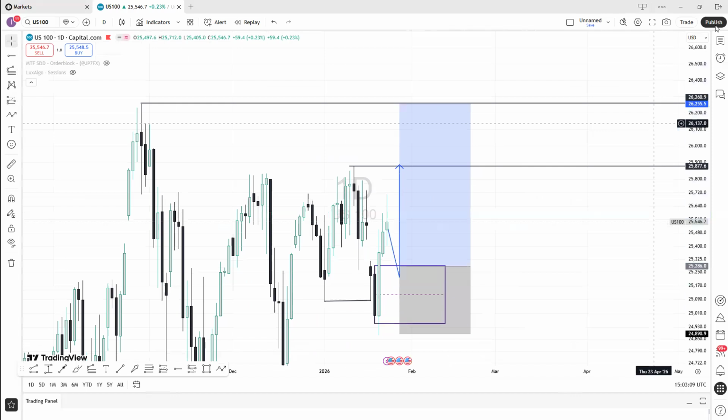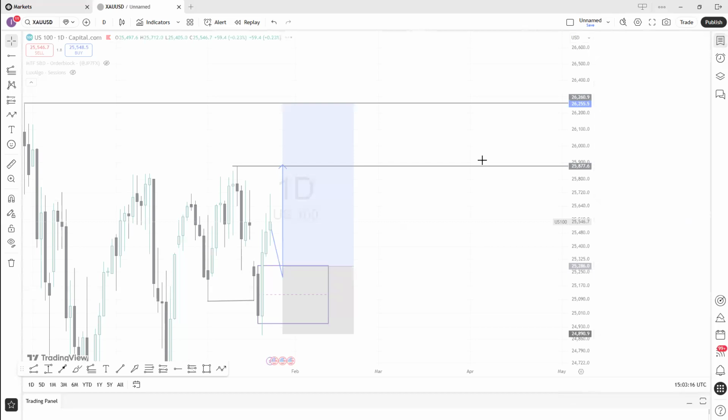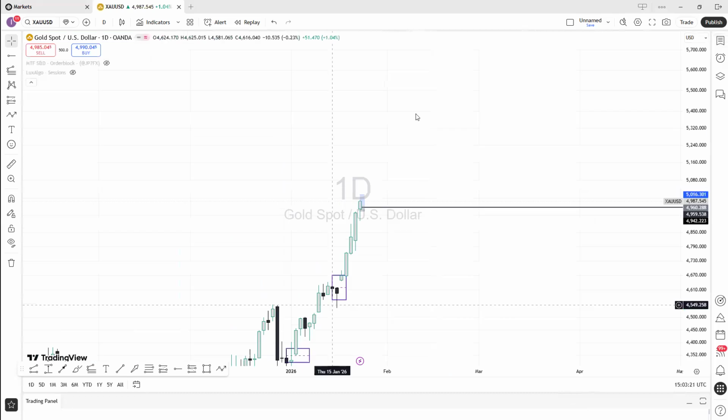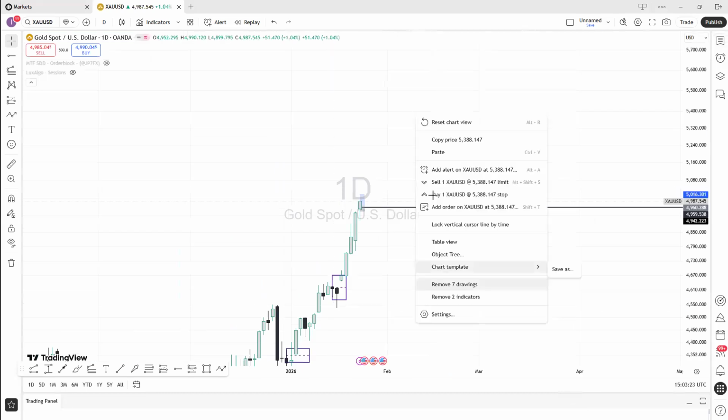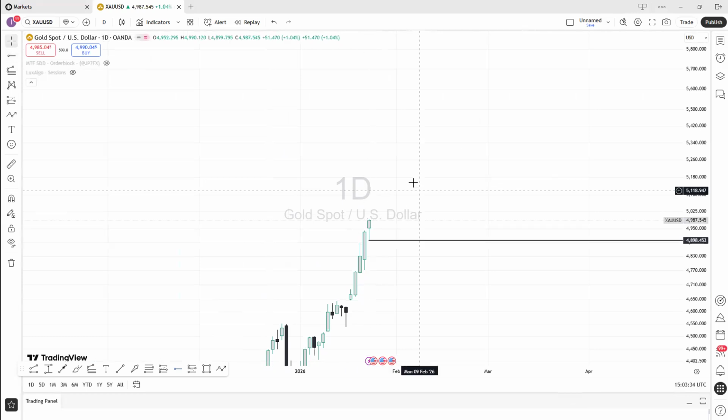Okay. Let's see gold real quick. What is going on with gold? Gold weekly and daily closed very, very strongly bullish. You can see last week's candle closed bullish, and the Friday candle also closed bullish. So the bias is bullish for next week.